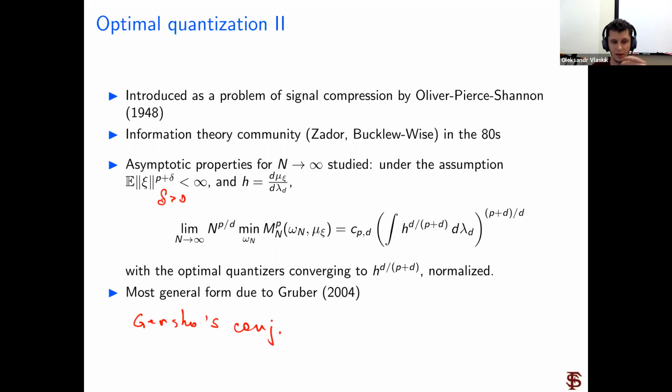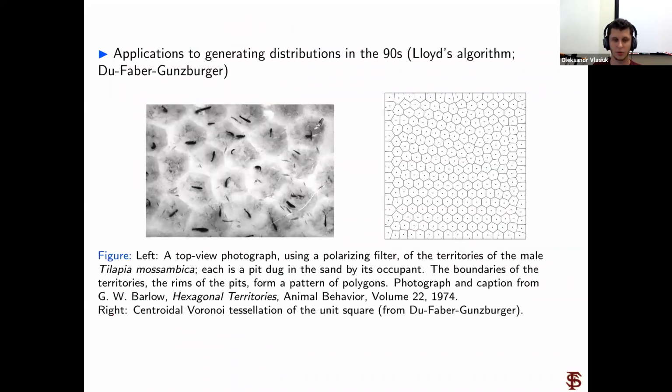Okay, and so this is the progress that has been made in the information theory community through the end of the 80s. Then a little bit later, this problem, optimal quantization, was popularized for its applications to generating distributions. There was a nice review article by Du, Faber, and Gunzburger, which explains how you use optimal quantizers for a known distribution. For example, this here is an approximate optimal quantizer for p equals 2. The case p equals 2 is also known as the case of centroidal Voronoi tessellations.